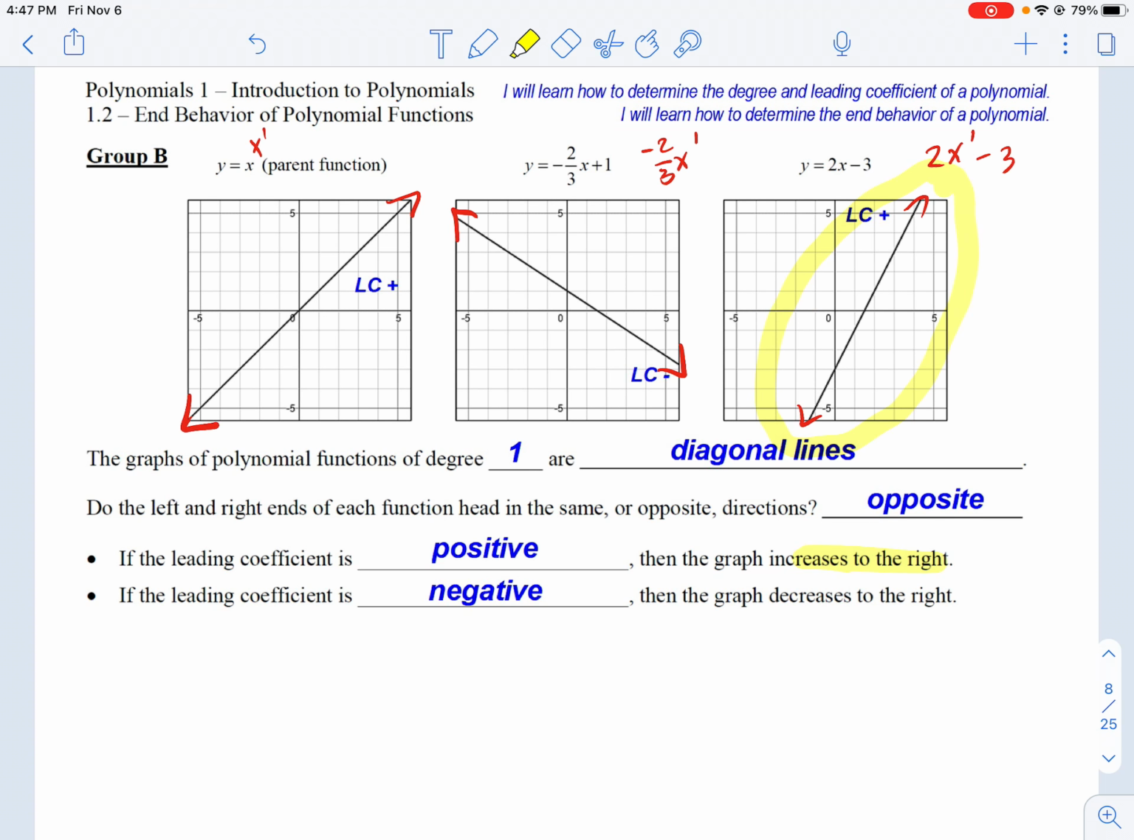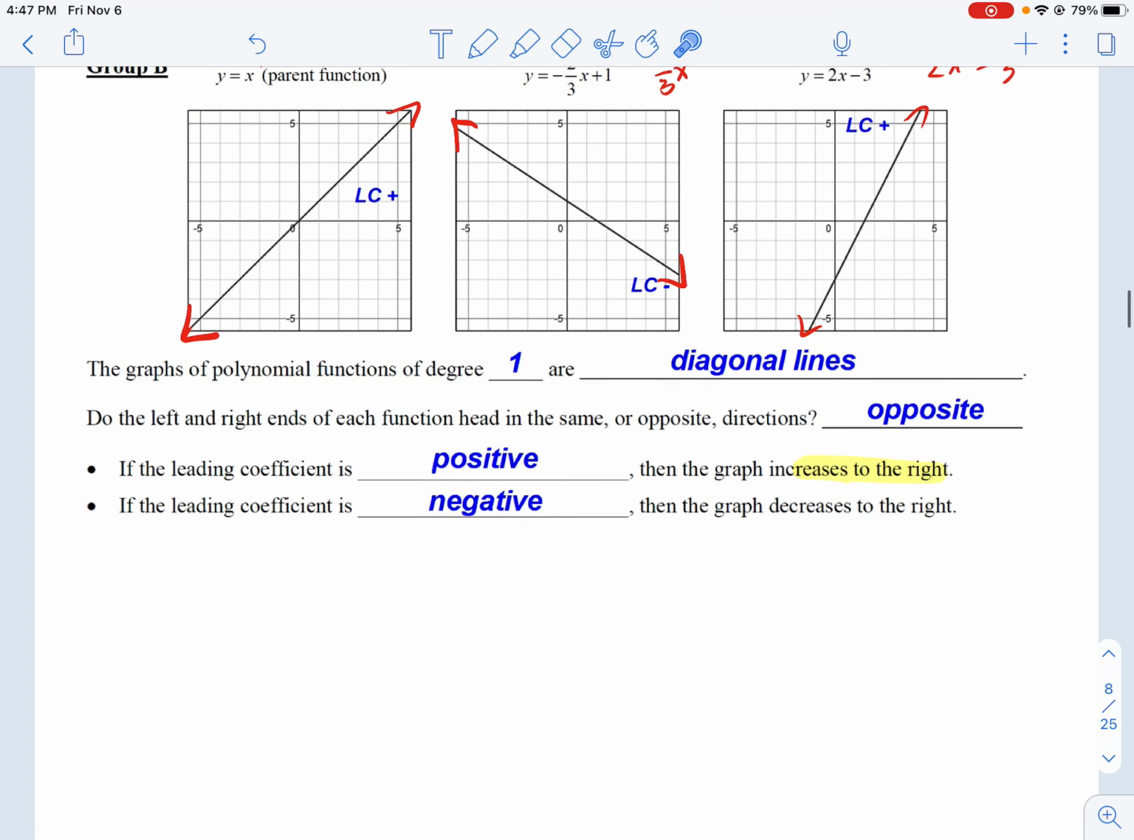So this one also, if you take a look, it increases to the right. So your leading coefficient is positive. Here, it decreases to the right. So our leading coefficient is negative. Right? And you know there's a positive slope and negative slope thing. Moving on.